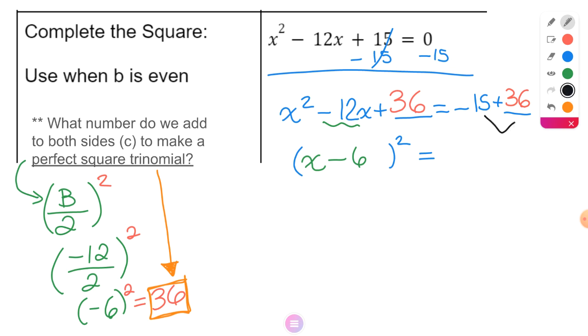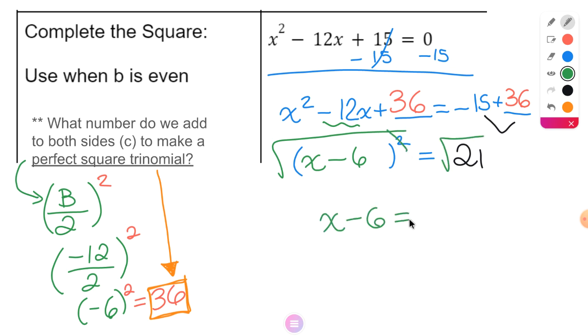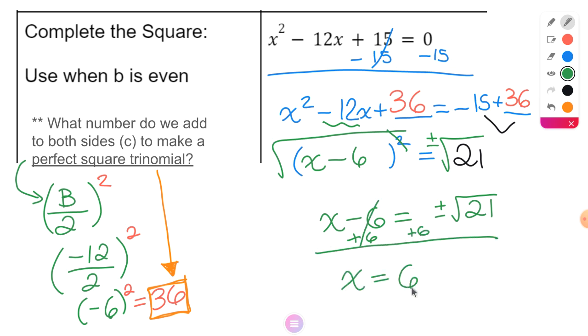Right here, negative 15 plus 36 is 21. Now I can square root both sides. Now it's just like the last one. Those cancel, x minus 6 equals, but I don't know the square root of 21. So I'm just going to leave it as square root of 21, and then I get to add 6. X equals 6 plus or minus square root 21. Done. All right, pause the video as needed, write down what you need here.